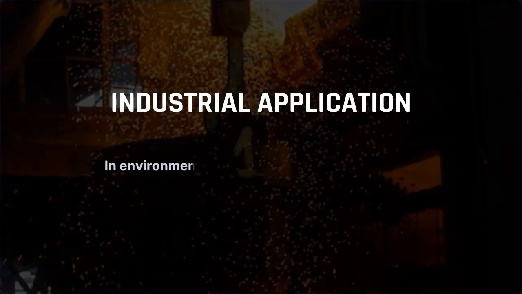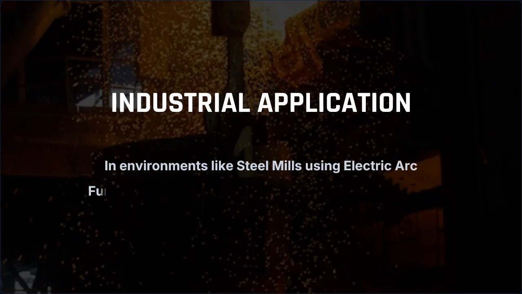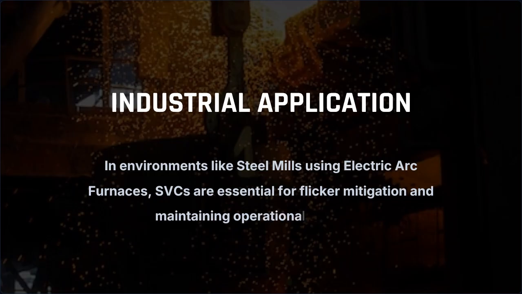Industrial application. One of the most demanding applications for SVCs is heavy industry. Consider a steel mill utilizing an electric arc furnace. These furnaces create massive, rapid, and asymmetrical load changes, causing severe voltage flicker that can disrupt the entire local grid. SVCs are deployed specifically to absorb or inject VARs in real time, effectively mitigating this flicker and ensuring operational integrity for both the mill and nearby customers.